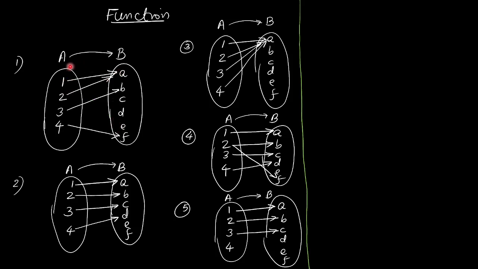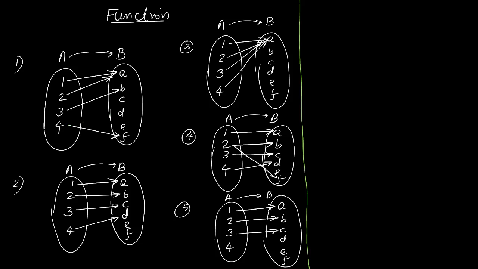So look here, 1 has only a single image A, 2 has only a single image A. There is no issue if the 2 arrows meet together. The definition is not like that. Each element of A must have a single image. 1 has a single image which is A. 2, 3 and 4 each have a single image. If the arrow goes like this, then 4 has 2 images, D and F. So it will not be a function.